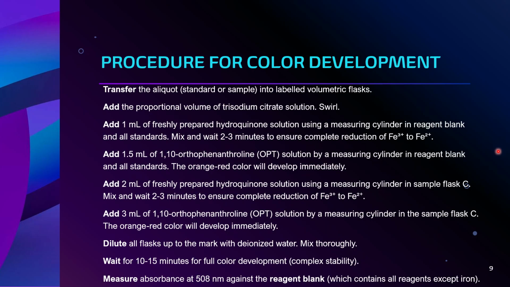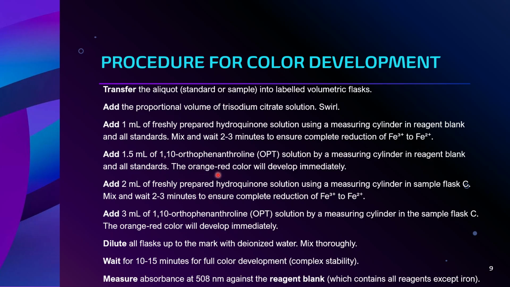This is the procedure for color development. As we have discussed, you need to transfer the liquid sample or standard into the labeled volumetric flasks. Add the proportional volume of trisodium citrate solution, and then swivel your flasks so that all the content gets homogenized. Then add 1 ml of freshly prepared hydroquinone solution using a measuring cylinder in the reagent blank flask and all the standards. Mix and wait for about 2-3 minutes to ensure complete reduction of ferric into ferrous. Then you will need 1.5 ml of 1,10 orthophenanthroline solution by measuring cylinder in the reagent blank and all standards.